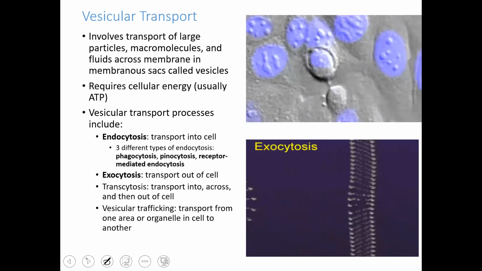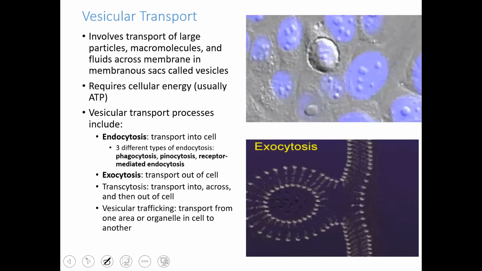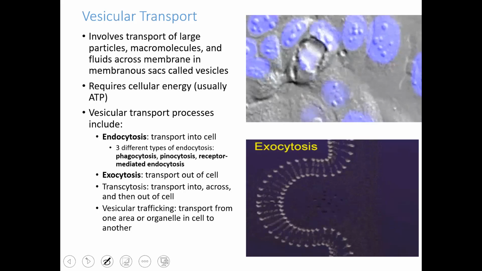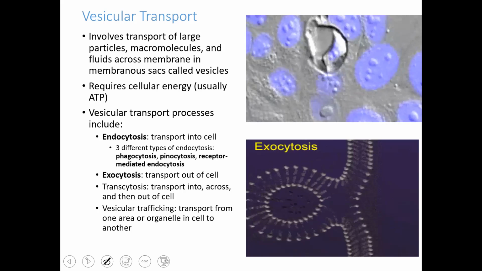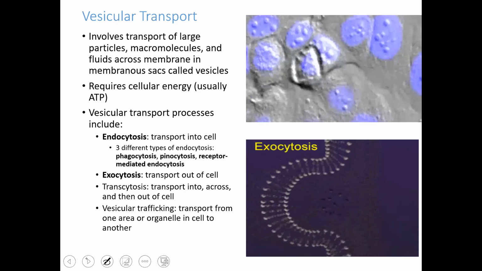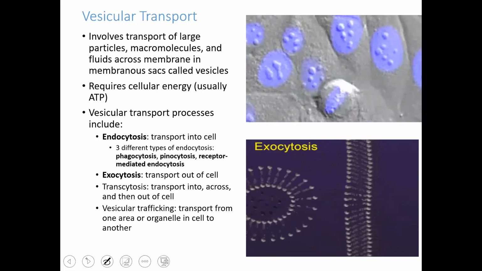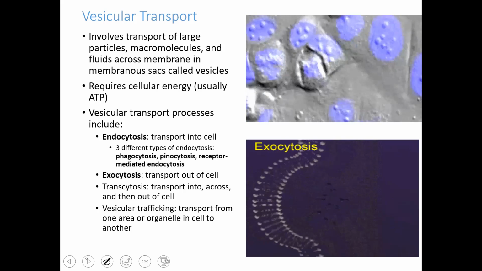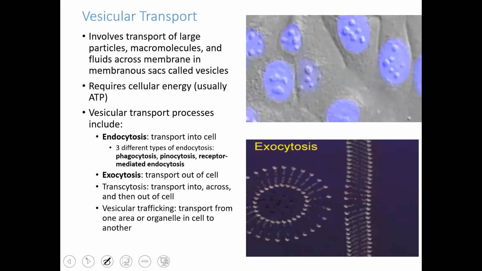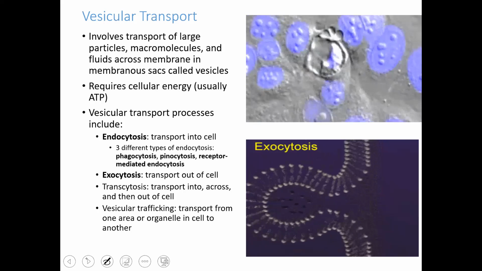Exocytosis, we've made something. We've made a protein. We want to release it from the cell. With exocytosis, we've got the protein inside a bubble, and that vesicle has to go fuse with the cell membrane, and it gets released. It never allows the membrane to open to the outside, but it does release the contents.